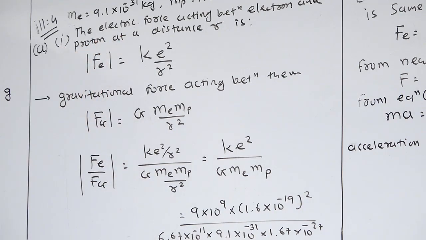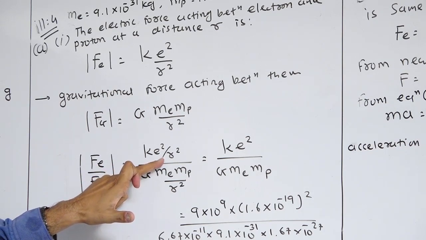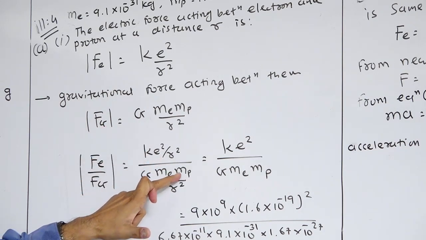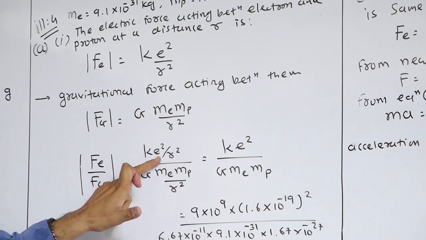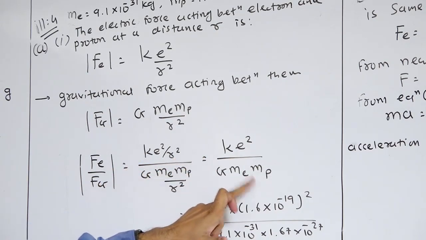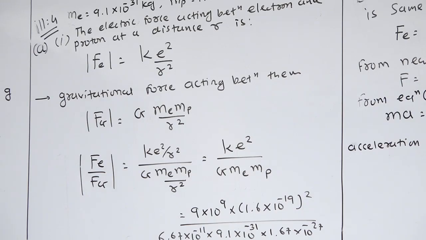And the next case will be between the two protons. The same equations can be used. Determine the ratio of them. Now divide Fe by Fg, where Fe is equal to Ke square by R square, and Fg is G Me Mp by R square. R square cancels. So the remaining step is K e square by G, Me into Mp. Now substitute their values.